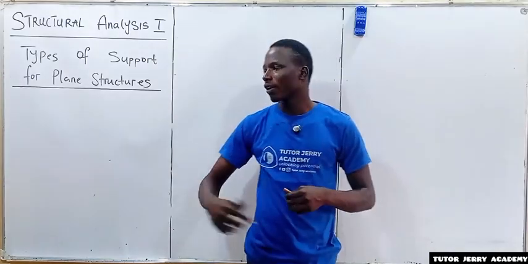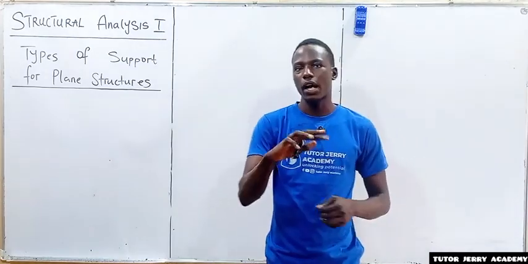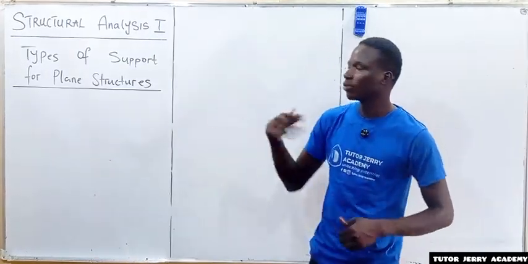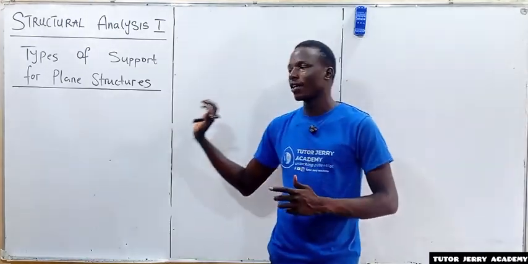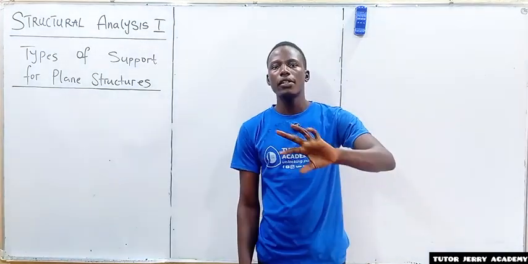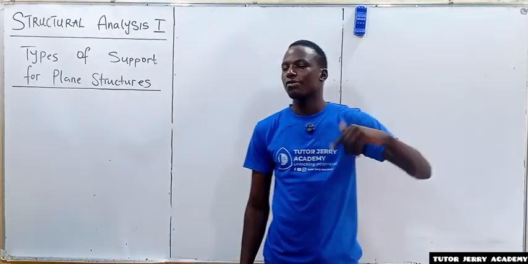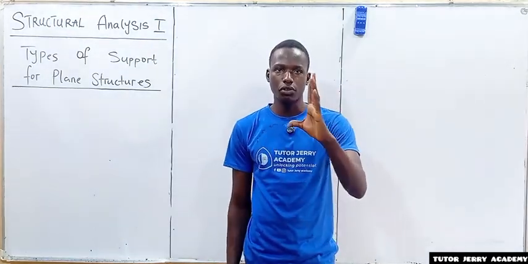Structural analysis one, types of support for plane structures. That is what we are on right now. We are still on the introductory part of structural analysis. So now we are going to look at the types of support for plane structures. Lately, we have been talking about plane structures. What are the types of support we use for these plane structures?